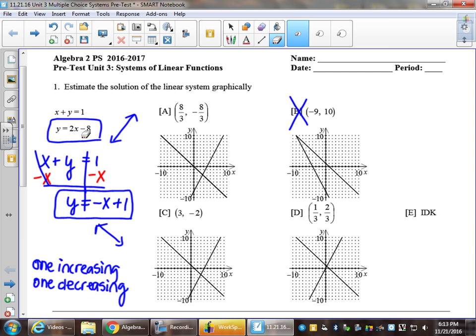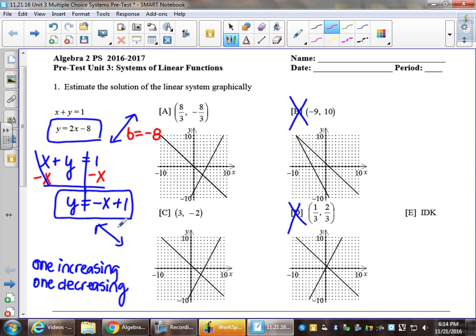Our increasing line, 2x minus 8, where is the y-intercept? B equals negative 8. Are there any graphs that do not have an increasing line passing through negative 8? Increasing, that looks like it could be negative 8. Increasing, this looks like it could be negative 8. But check out choice D. There is no line anywhere near going through negative 8. So right away we can cross off choice D as well.